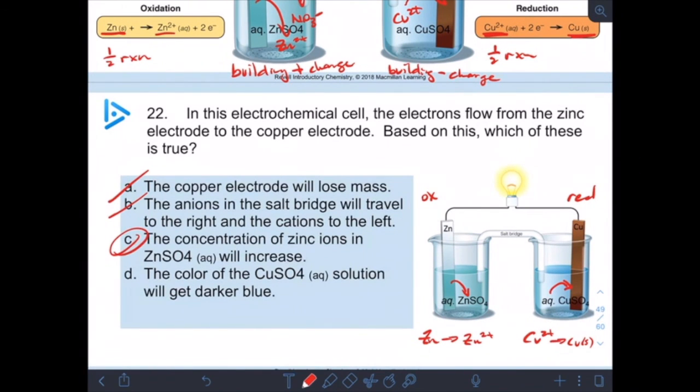And the color of the copper sulfate solution will get darker blue. Well, the color is a result of the copper ions. On the right, I'm losing copper ions to become copper solid. If it were becoming darker blue, I'd be getting more copper ions. But I've got less copper ions, so it will not become darker blue.